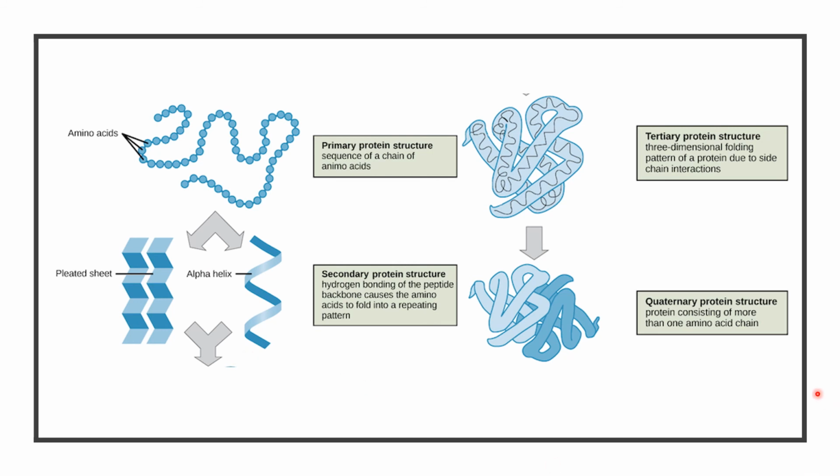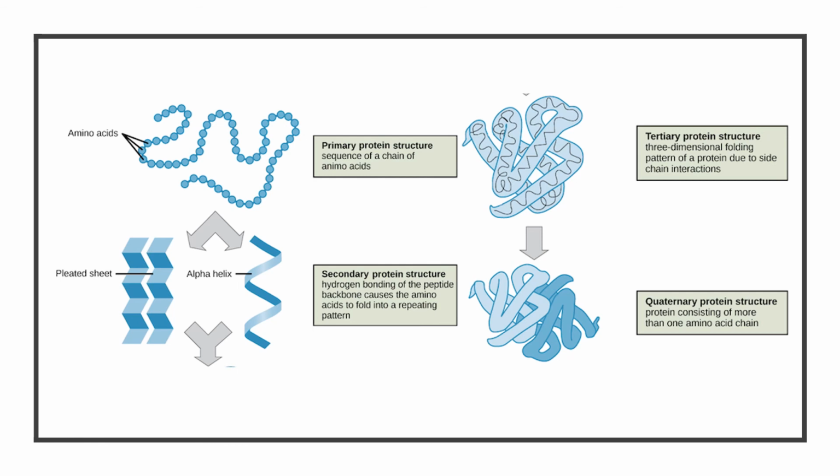Okay. And then for tertiary proteins, this is already a three-dimensional folding pattern of a protein due to the side chain interactions. And then lastly, we have the quaternary structures that happen when subunits of proteins or multiple polypeptide chains come together. So that's how the different proteins can be structured.